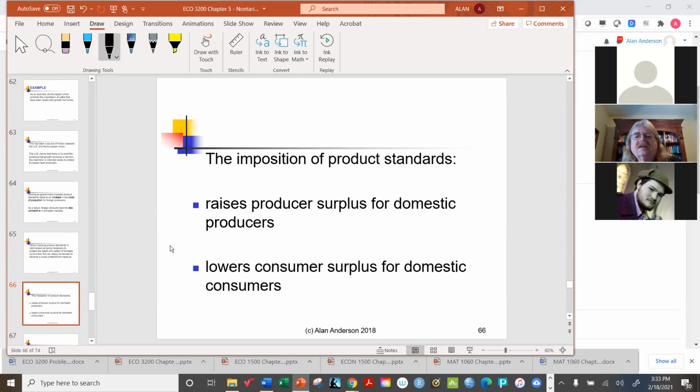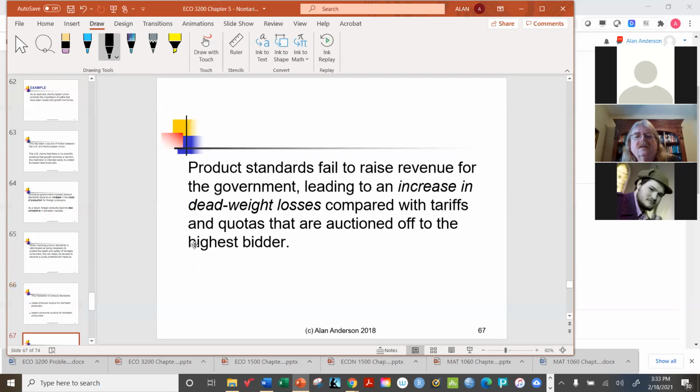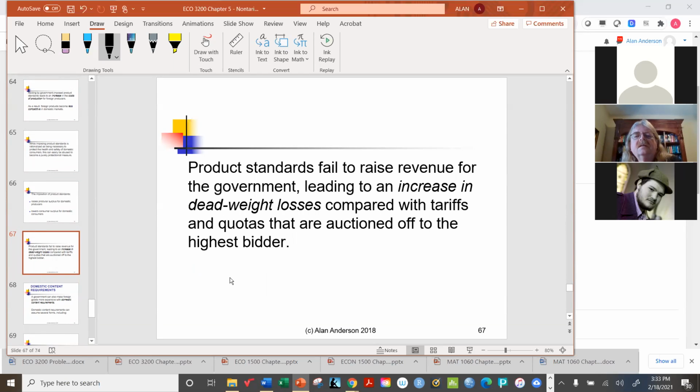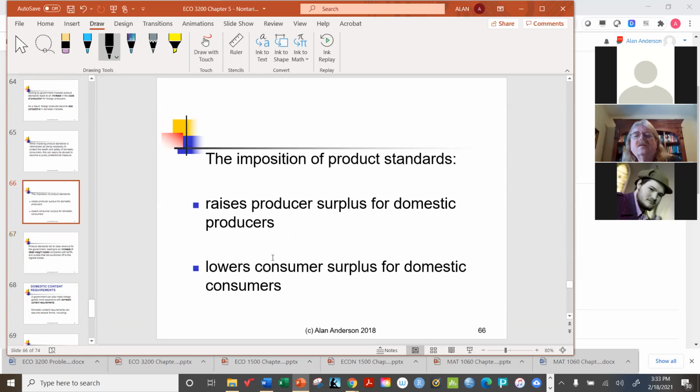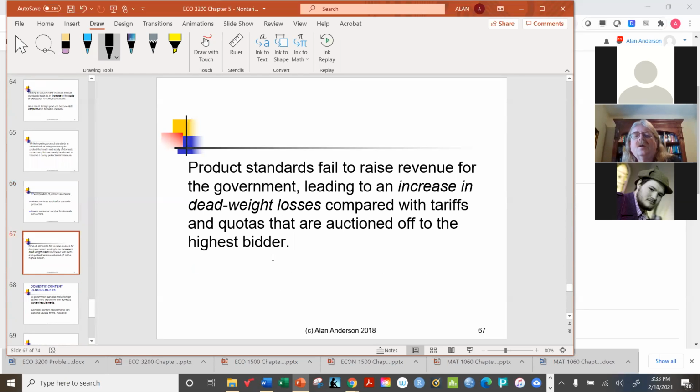Now, when there are product standards like this, obviously domestic producers have an increase in surplus. The consumers lose some of their consumer surplus. And usually, because no money is going to the hands of the government, this causes there to be an increase in deadweight losses compared with either tariffs or the quotas that were auctioned off to the highest bidder and raised revenues for the government. So without those revenues, this is actually worse for the consumer than either tariffs or quotas where the licenses were auctioned off.